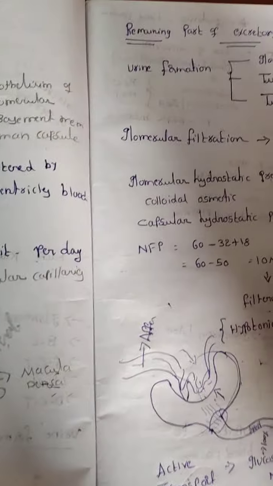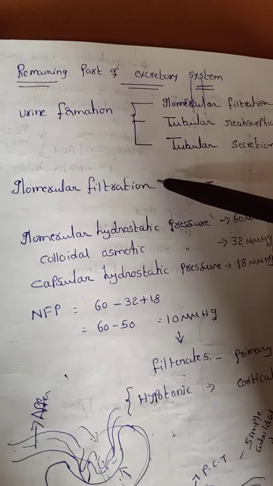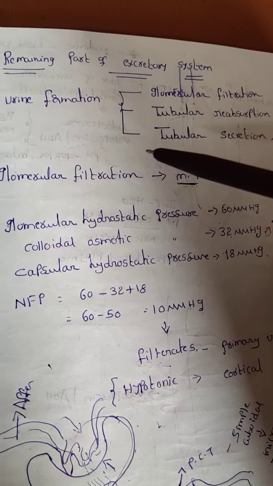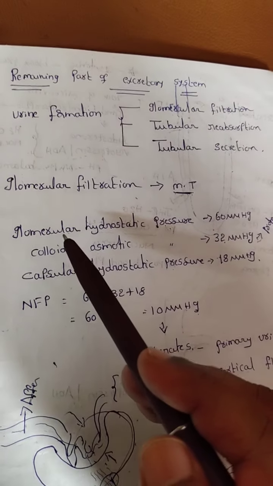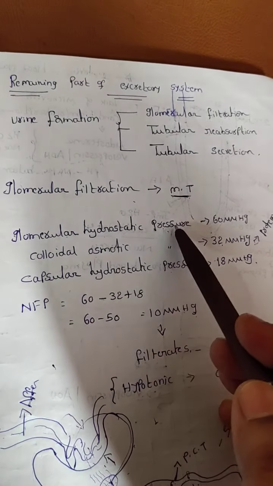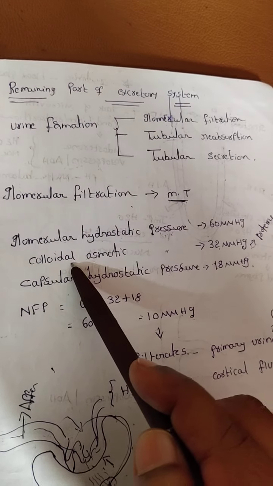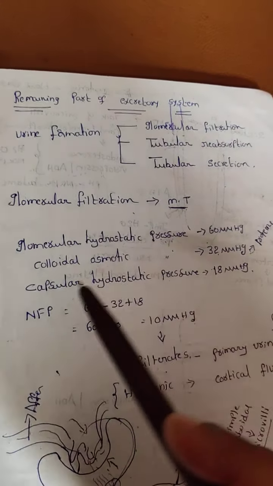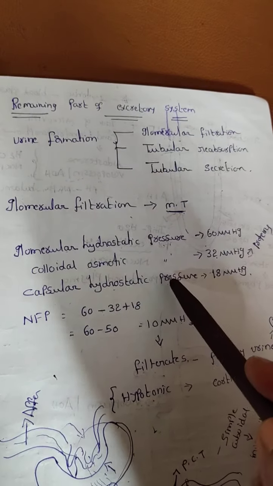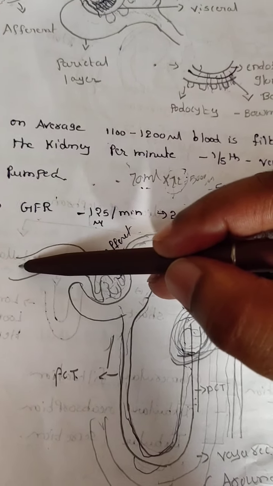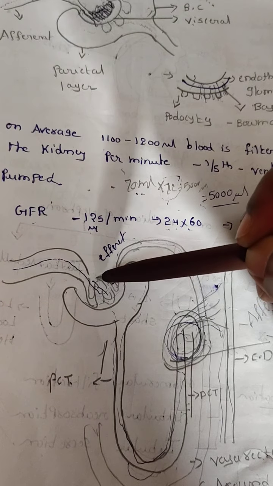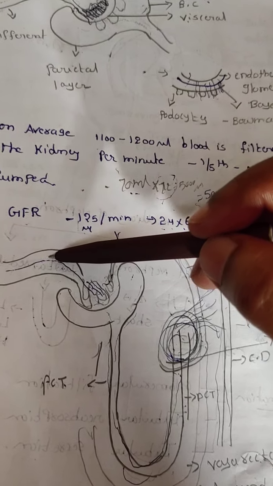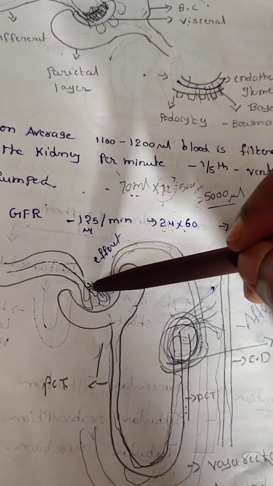Suppose in glomerular filtration the blood is filtered. When the blood is filtered, compulsorily three types of pressures are needed, very important. One is glomerular hydrostatic pressure. The second one is colloidal osmotic pressure. The third one is capsular hydrostatic pressure. First, when the blood enters from the afferent arteriole into the glomerulus, see, I already said blood mostly consists of what?